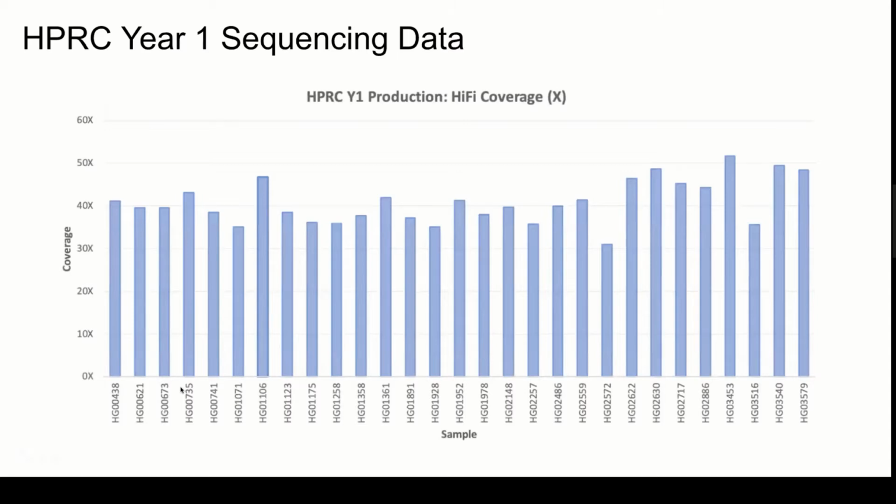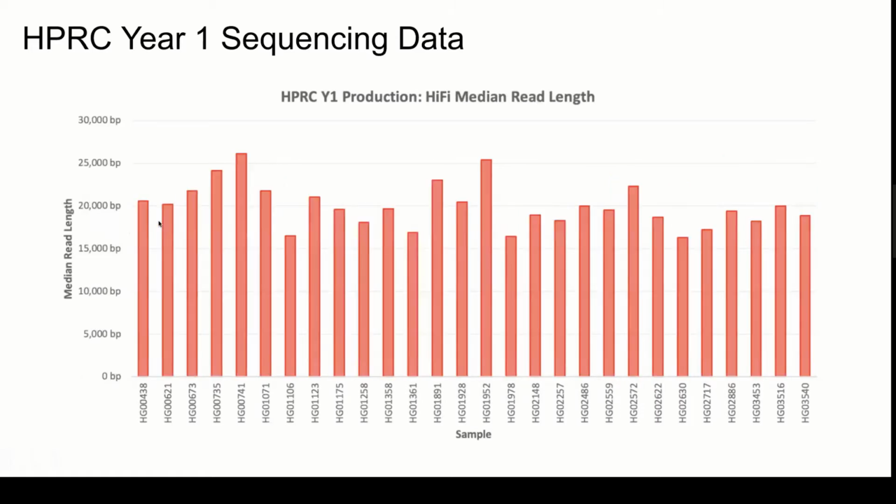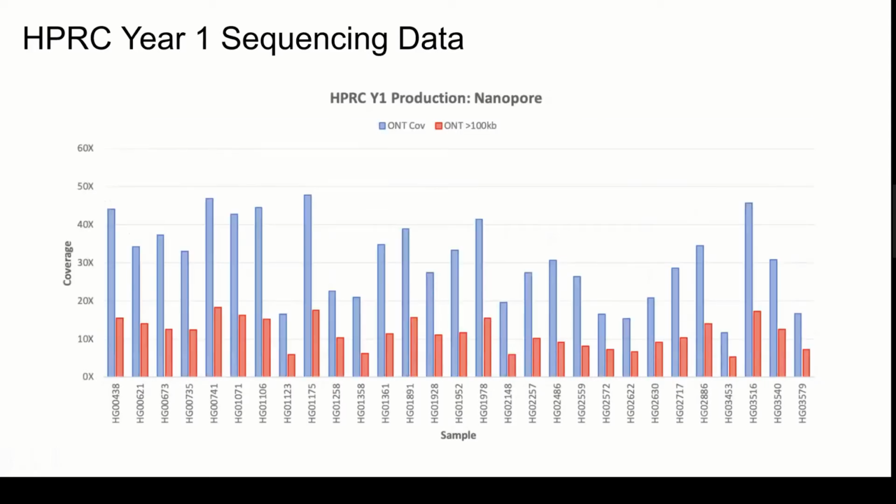So just really briefly, I wanted to show you how nice this data is. For the Hi-Fi data, we have really high coverage. You can see it's all over 30x, really closer to 40x mean coverage. And in terms of median read length, it's really nice and long as well. We've got an average median read length in the Hi-Fi from year one of about 20 kb. ONT is really impressive as well. We have average around 30x coverage, but really importantly, over 100 kb coverage is around 10x on average. So really nice high coverage.